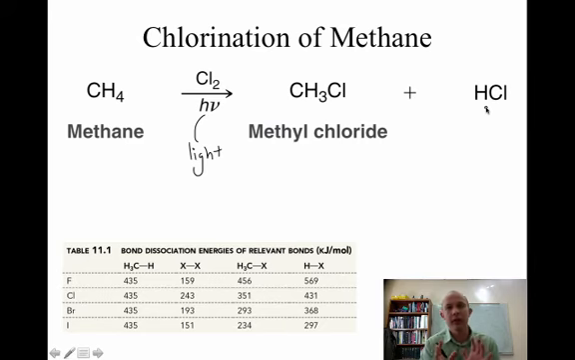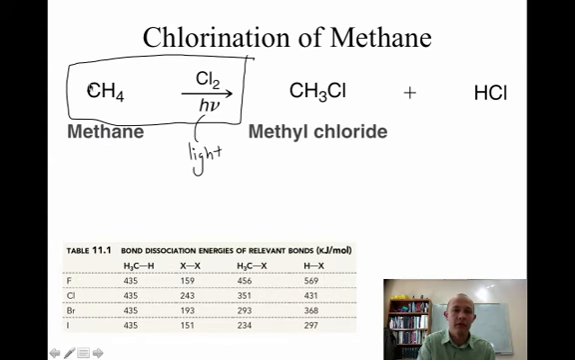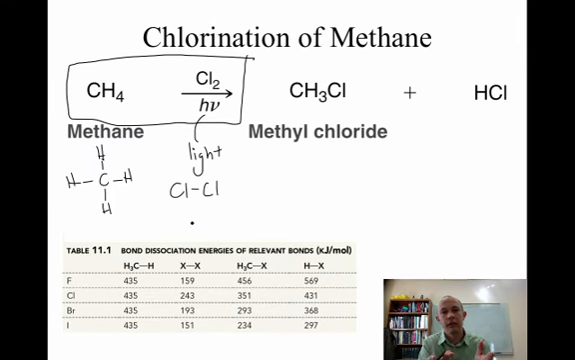The first thing I want you to think about when you're looking at radical reactions, like we talked about before, is that the homolytic bond cleavage energy for all the different kinds of bonds in your reactants is going to help you figure out what the first step is. We have methane, which is just a bunch of CH bonds, and we have chlorine gas, which has a chlorine-chlorine bond.